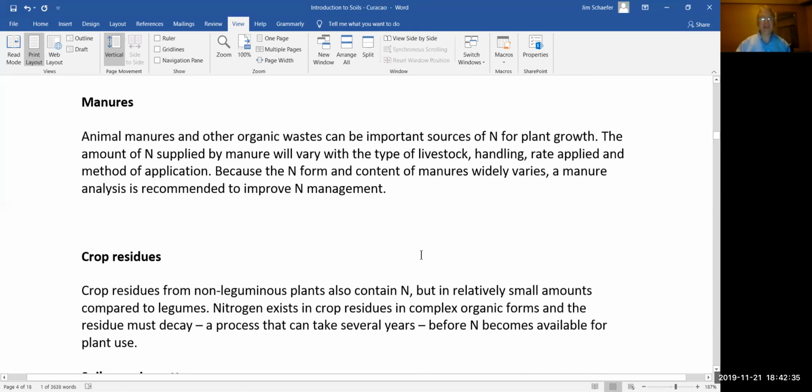You can even take your composted manures and run them through a nitrogen analysis to at least give you a feel as to whether or not the manure source that you're using is high in nitrogen or not. Manure will have many elements to it that are good for the soil. Nitrogen is one of those elements.